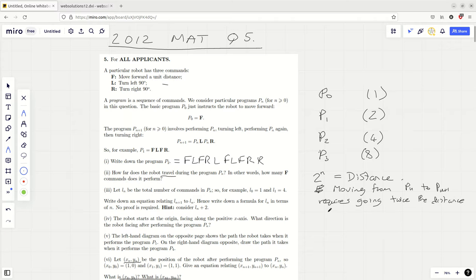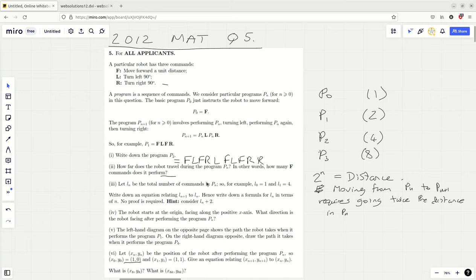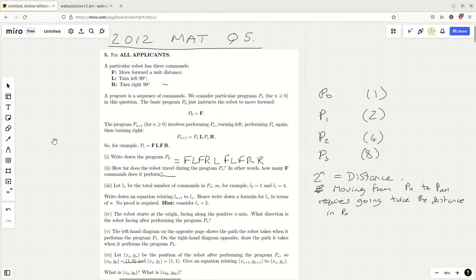Distance in PM. Yeah, so there we go. I've written a little sentence to justify it. I suppose just to be on the cautious side, just to make sure we definitely get the marks. Okay, so let's keep going.